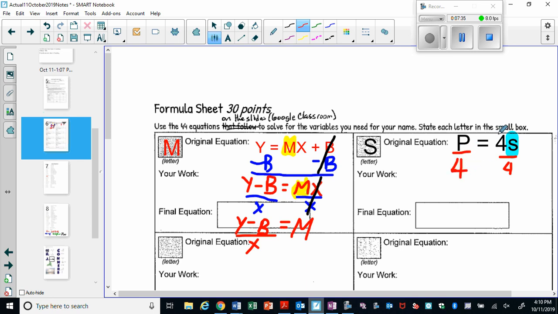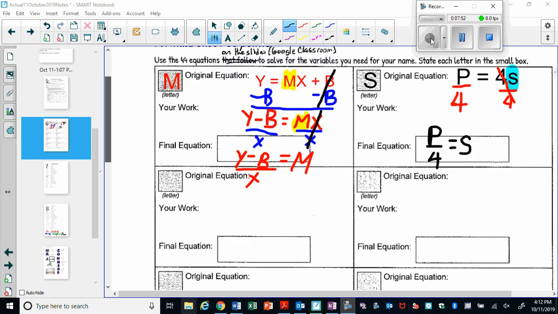So then the 4's cancel out, and then P divided by 4 gives us a result of S. Now, some of you have asked, oh, wait a minute, my name has the same letter, but it repeats. Okay, what you can do in a case like that is the following. You can still find the same letter.